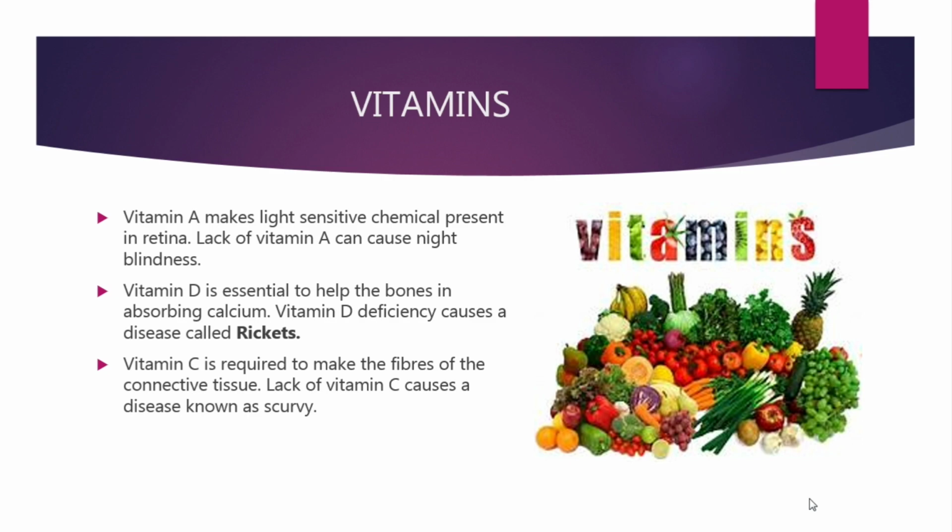Vitamin C is required to make fibers of the connective tissue. Lack of vitamin C can cause a disease known as scurvy. Scurvy is a disease present in our gums, in which our gums can no longer hold on to our teeth and start ripping apart, and our gums start bleeding. But vitamin C deficiency can also be recovered easily by using citrus fruits and green vegetables. So the less important components are water and fiber.